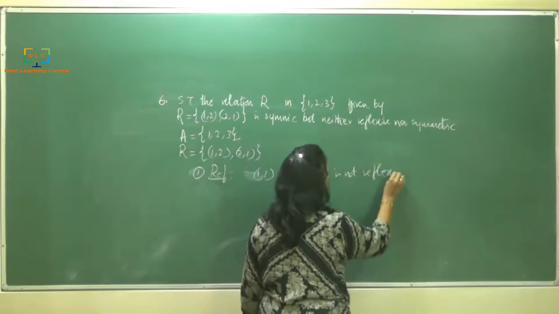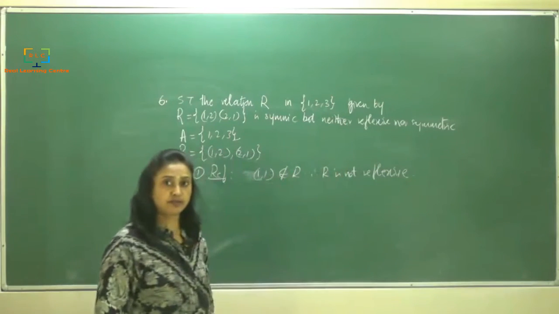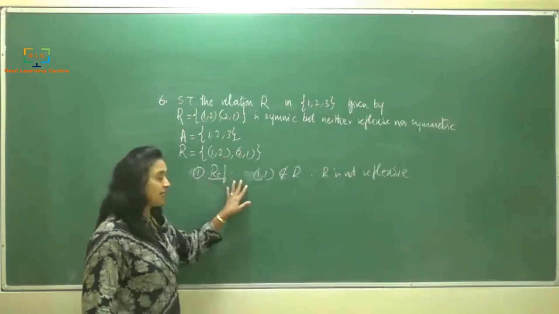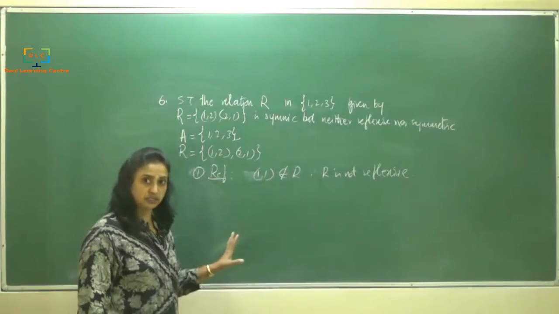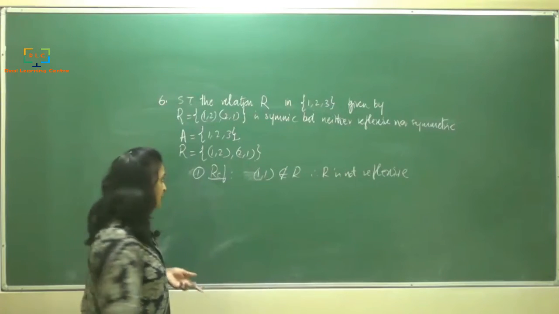Now, whenever you have to write it is not reflexive or not symmetric, giving one counter example is sufficient, I told you. So here you have neither (1, 1) nor (2, 2) nor (3, 3). Any one of them is not present. So, one of them you write and you write it is not reflexive.